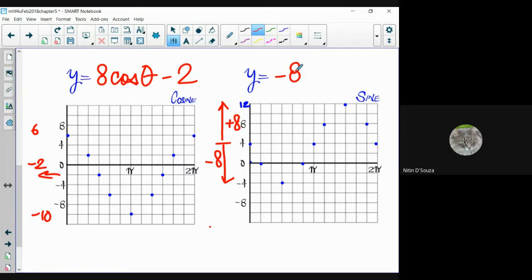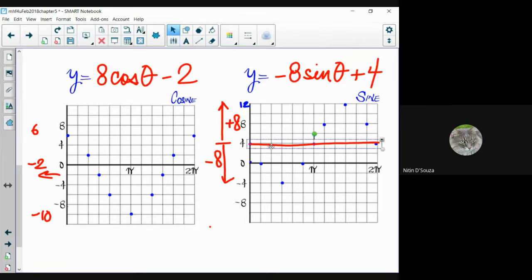Normally, my midline would be at 0. Here, my midline is at 4. That's why that curve.